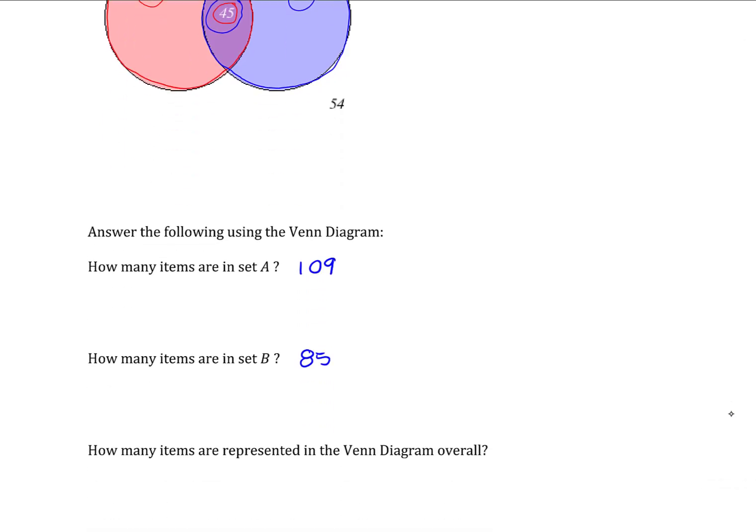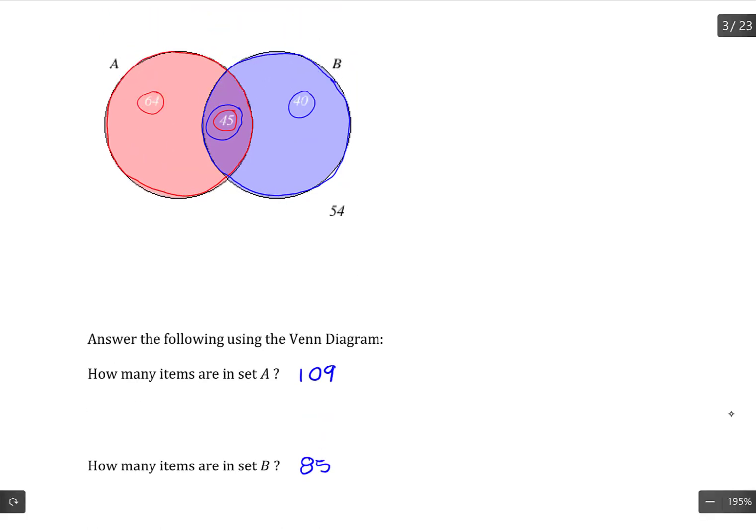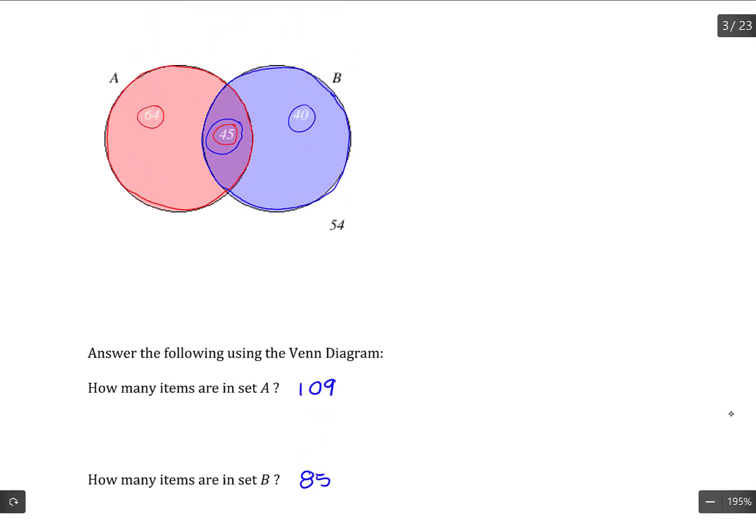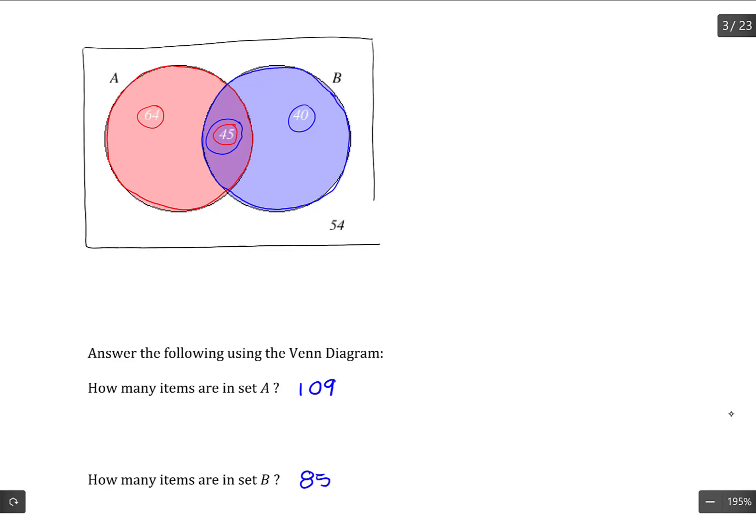How many items are represented in the Venn diagram overall? So the Venn diagram overall, it's easy to miss these 54 on the outside of the group. So let's make sure we don't forget those. So that means there's 54 items not in set A or set B.